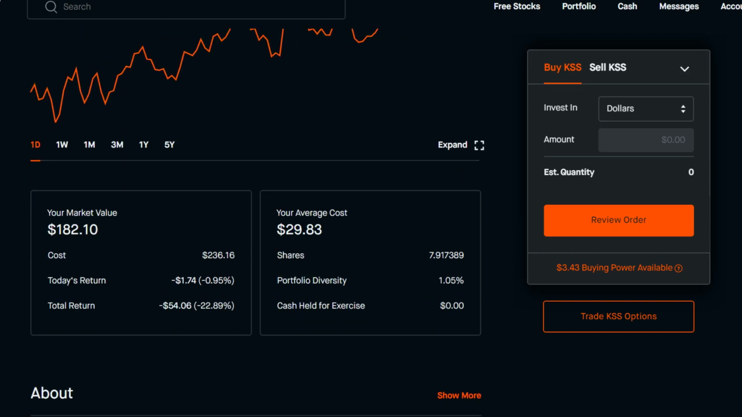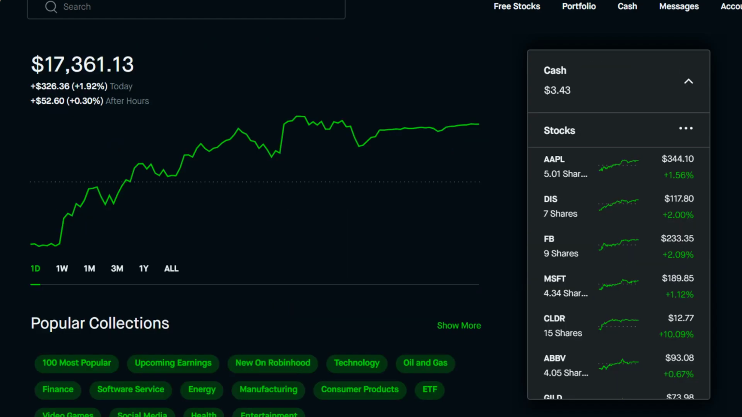Kohl's, my cost basis is $29.83. Clothing retailers got hit harder than really anyone, in line with the airlines and the cruise companies. So 7.917 shares, weird fractional shares here. 1% of the portfolio, down $54 or 22.89%. Definitely one I'm willing to add more of.